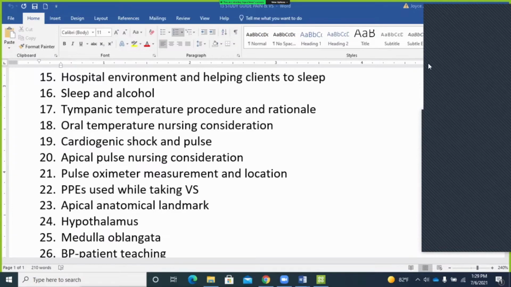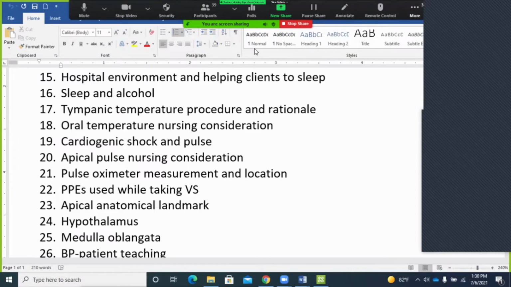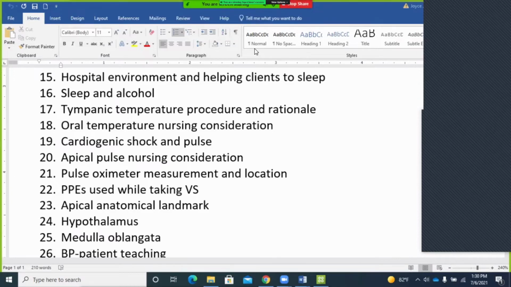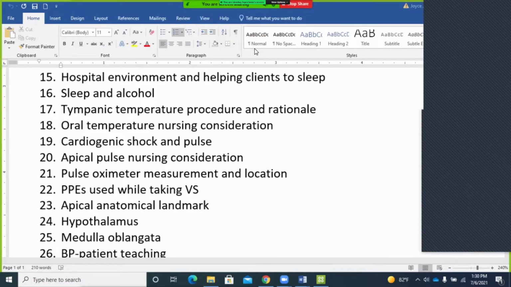Okay, what else do we have? Apical anatomical landmark. What is that? The location, right? The fifth intercostal space, mid-clavicular on the left. Okay. Left mid-clavicular, fifth intercostal space.